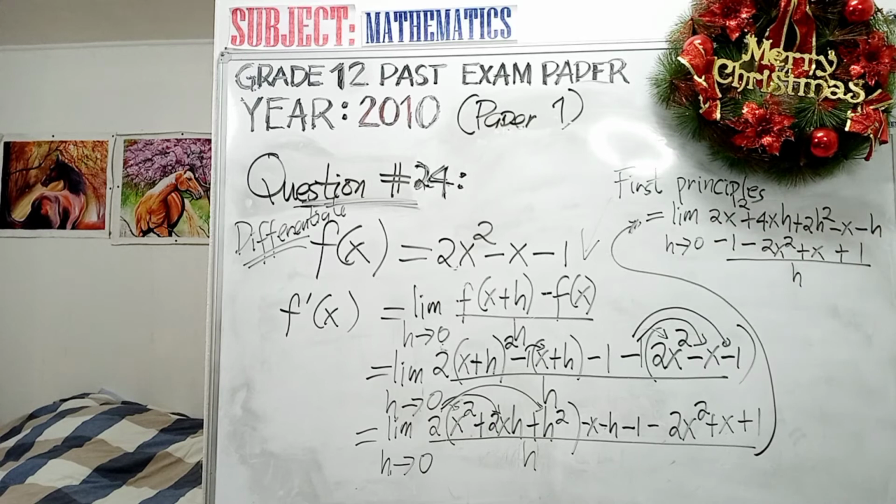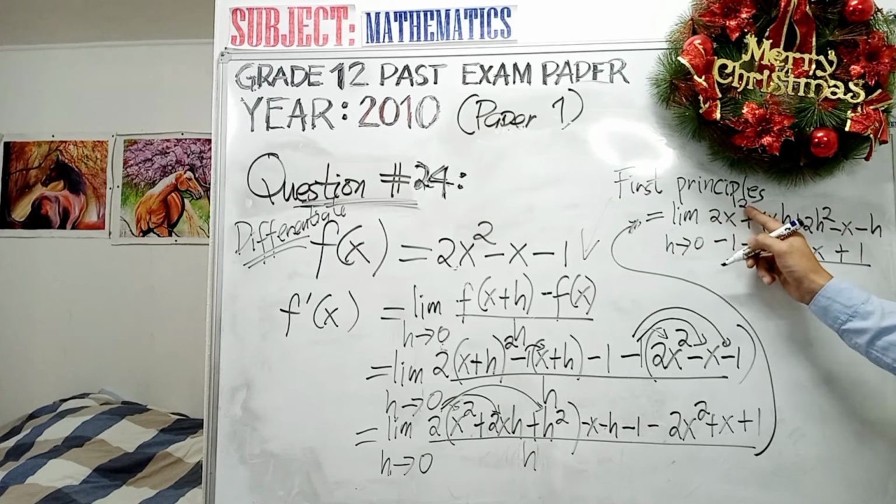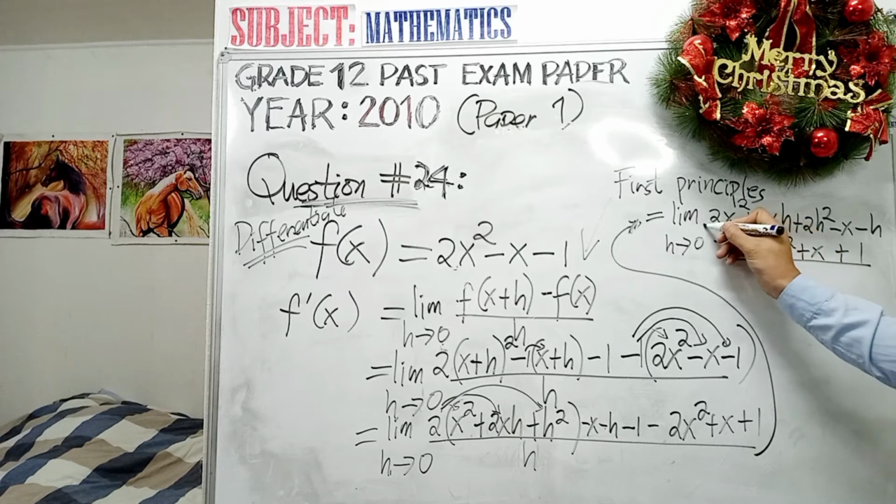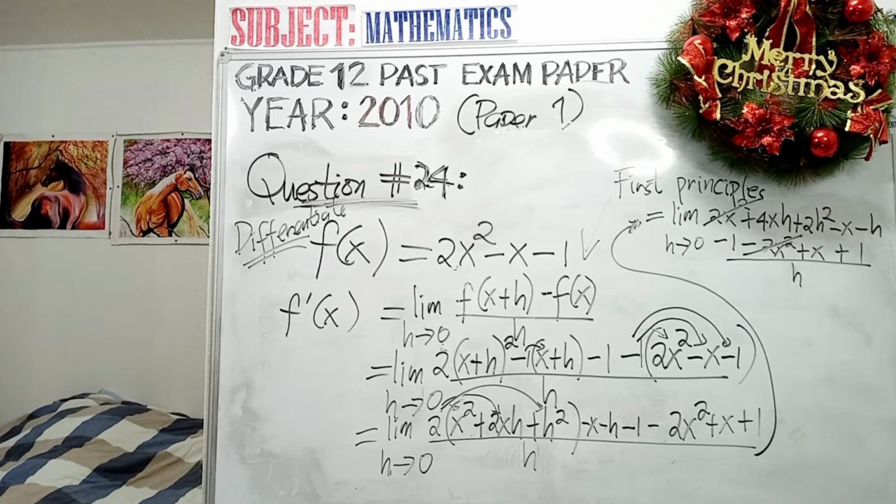approaches 0. So in this case now you can cancel. Collect like terms. So when you collect like terms, these 2x squared and negative 2x squared are like terms, and that is equal to 0. That cancels. And then we have also negative x and positive x. That also cancels there. And then we have also negative 1 and positive 1. That also cancels there. So now you are left with 4xh plus 2h squared minus h. Okay, so that will be now the expression all over h.